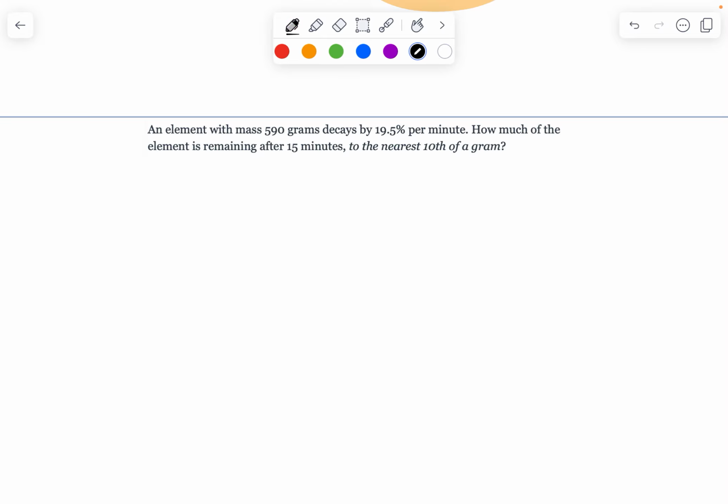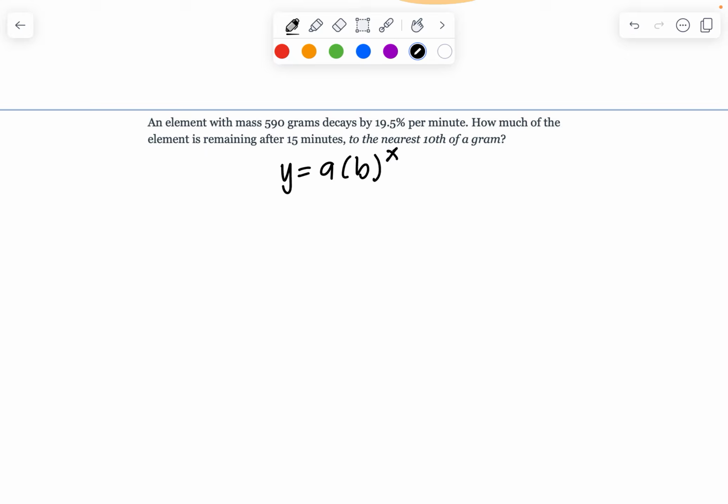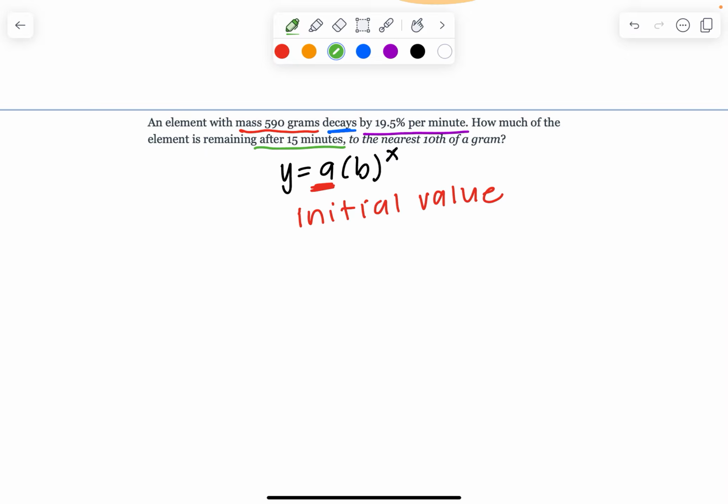Here, remember, we know that with exponential functions, we have y equals a times b to the x. And so that's what we're going to set up. A is our initial amount or initial value. So for this, we're talking about some sort of element, and it says it has a mass of 590 grams. It also tells us that it's decaying, and it decays at 19.5% per minute, and we want to know how much is remaining after 15 minutes, okay?